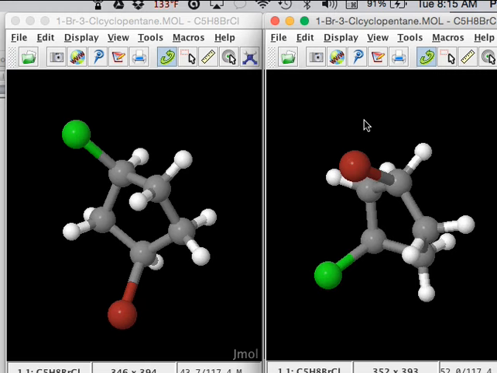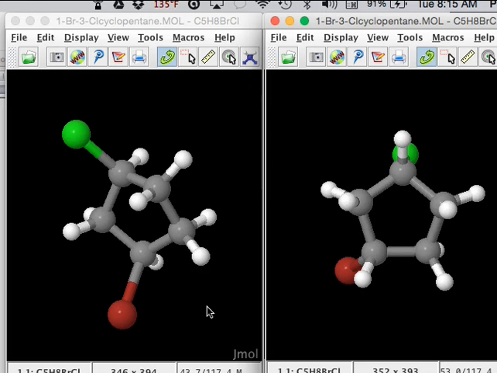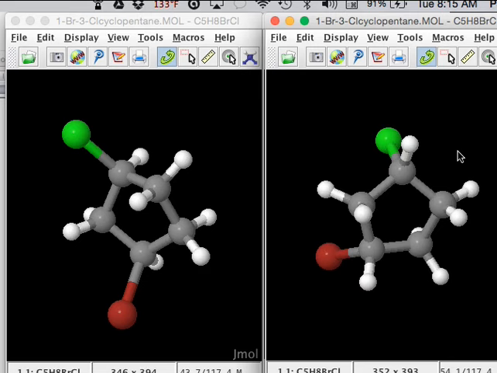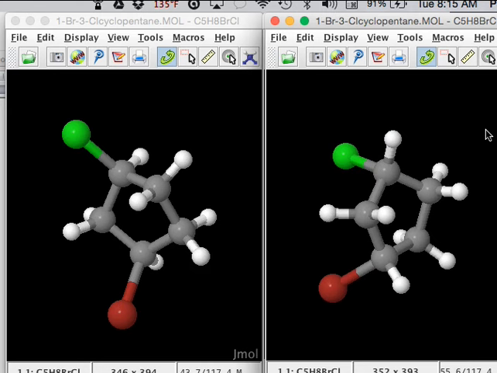In fact, I could sit here all day and play with this, and it's fun to do. But there's absolutely no way that I can arrange this so that these two superimpose on each other. There is absolutely no way. These two are totally different compounds.